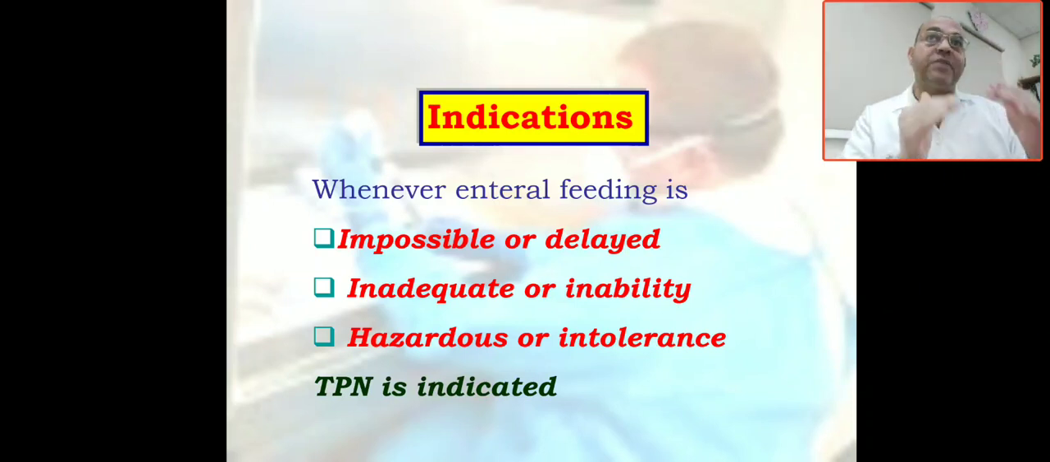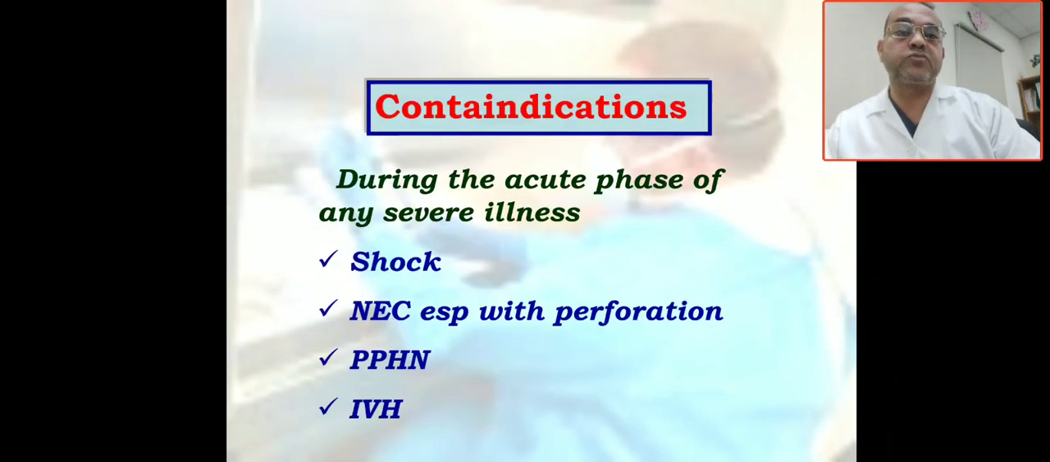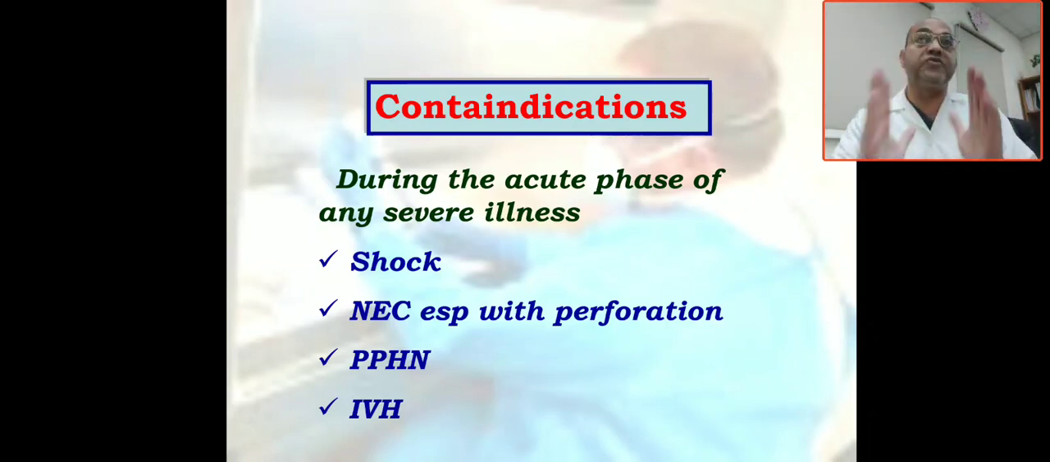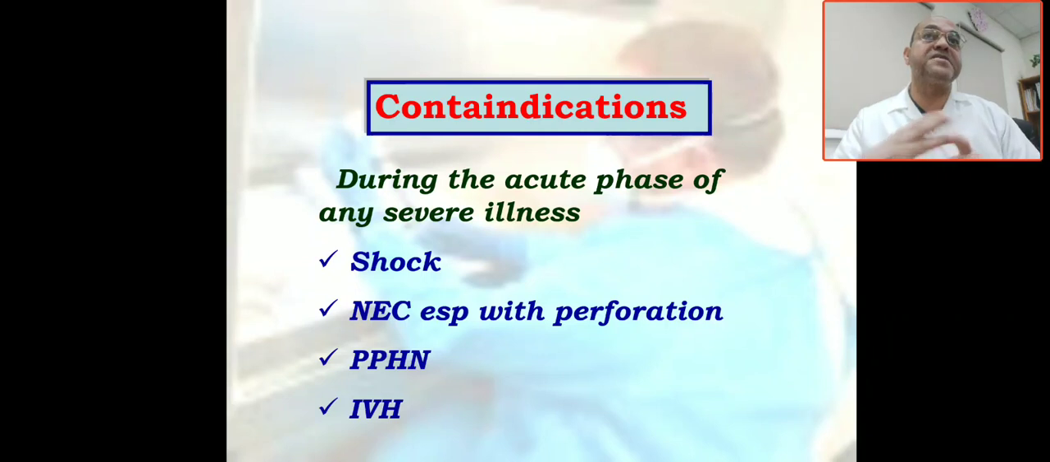So the indication of the TPN is whenever enteral feeding is impossible or inadequate. Parenteral nutrition is indicated during the acute phase of any severe illness: shocked baby, septic baby, NEC baby with perforation, intraventricular hemorrhage, and hemodynamically unstable baby. All these contraindicate starting the enteral feed. So this is the indication for parenteral nutrition. The hypoxic, hypotensive, hypothermic, hypoperfused and hemodynamically unstable baby is also an indication for parenteral nutrition.